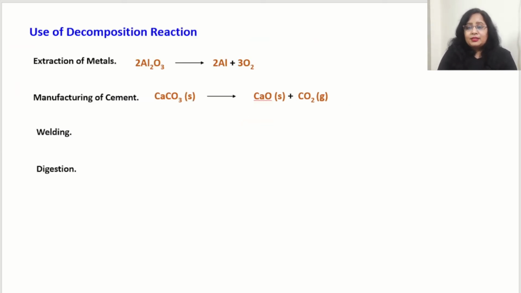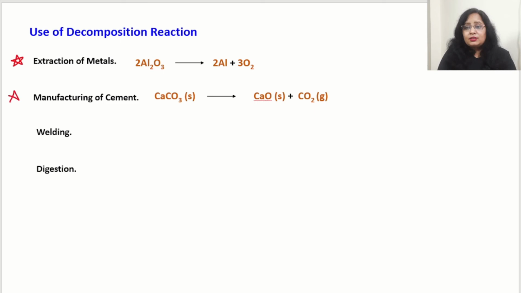Now come to the next point, use of decomposition reaction in our day-to-day life. So the first use is extraction of metal. For example, molten aluminum oxide, when it goes through electrolysis, gives aluminium metal and oxygen gas. So many such reactions are used in metallurgical processes for extracting metals.